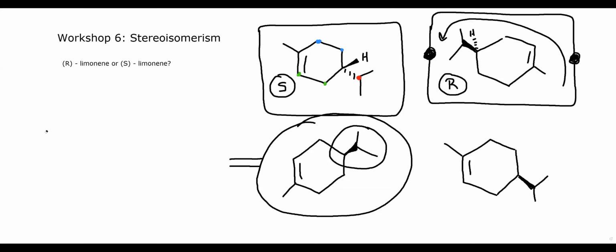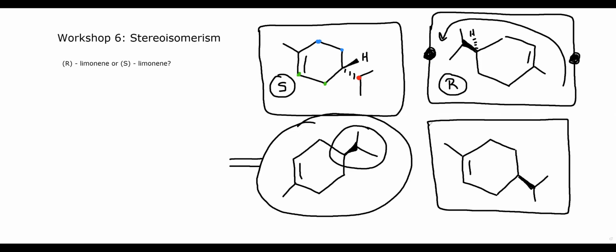And now for the very last one, how do we get this one to line up? Well, this one is already lined up. This very last one here is already lined up with the first one we did. And you can clearly see the only difference is the wedge versus the hash. So this is clearly going to be R-limonene because it's the opposite configuration as this S. We have a wedge instead of a hash, and the carbon skeletons are all lined up.